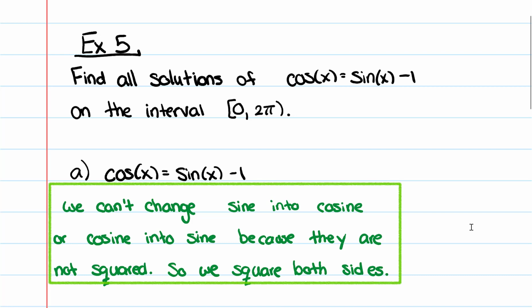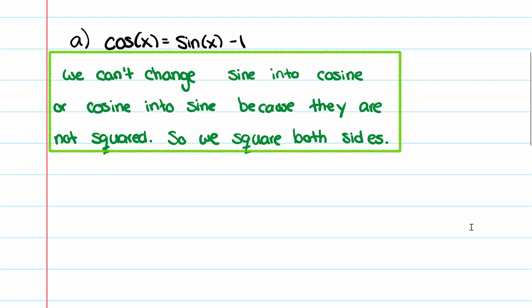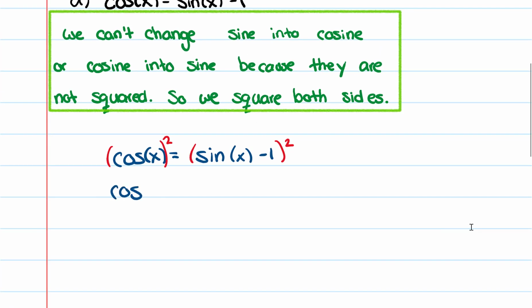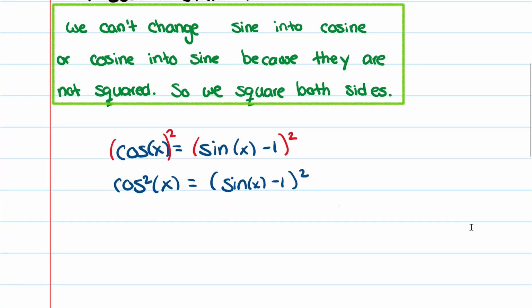When we can't change sine into cosine or cosine into sine because they're not squared, we're going to end up squaring both sides ourselves to force them to be squared. So this is how we do it. We have cosine of x equals sine of x minus 1. And then we're going to force the step of squaring them. So we get cosine squared x is equal to sine of x minus 1 quantity squared. So the whole thing squared.